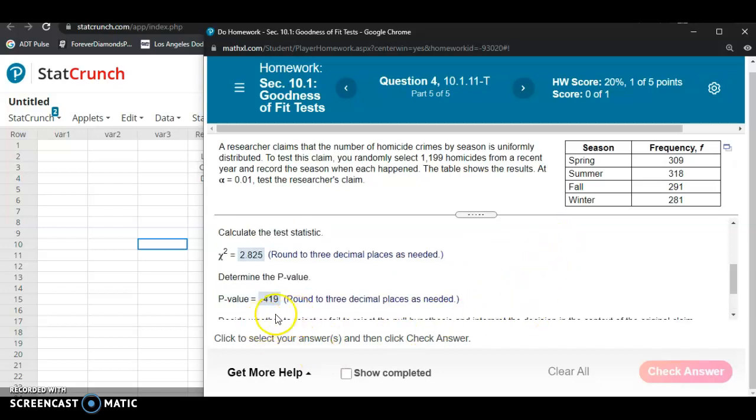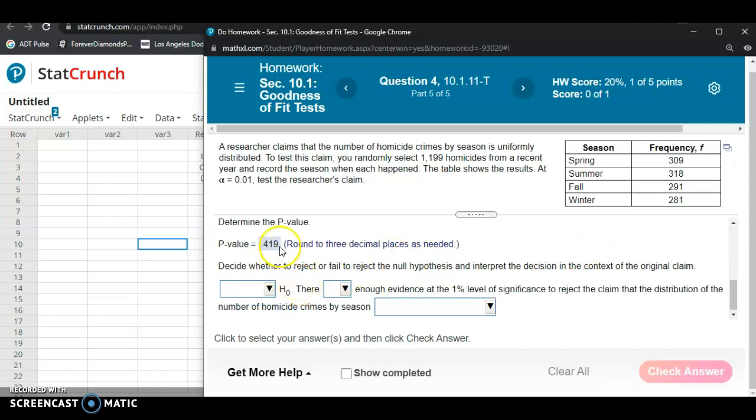What we can do is compare the p-value to the level of significance to make a decision regarding the null hypothesis, on whether to reject or fail to reject it. Very clearly, our p-value 0.419 is larger than our level of significance. So we will reject the null, fail to reject, sorry. If the p-value is larger than your level of significance, you fail to reject. If it's less than the level of significance, you reject the null hypothesis. In this case, we fail to reject the null hypothesis.